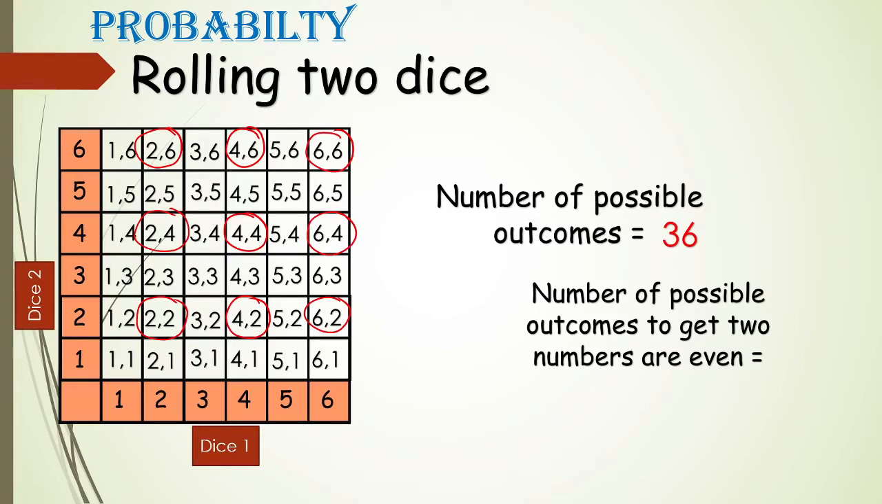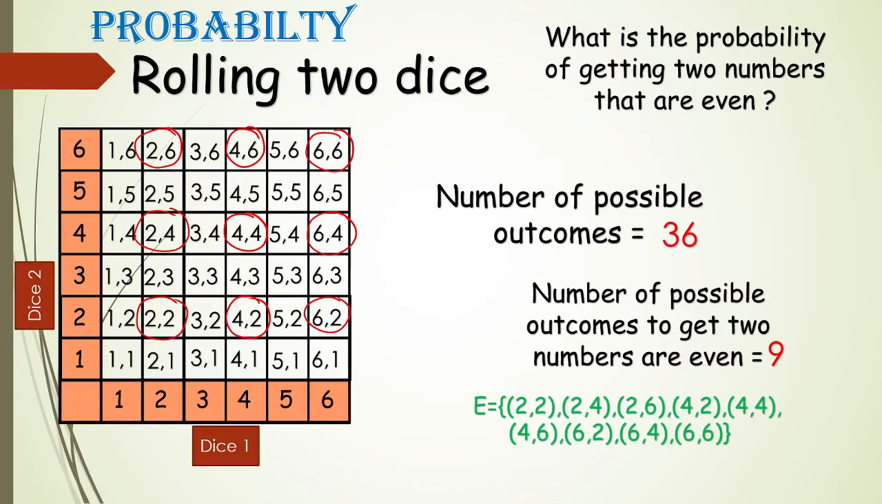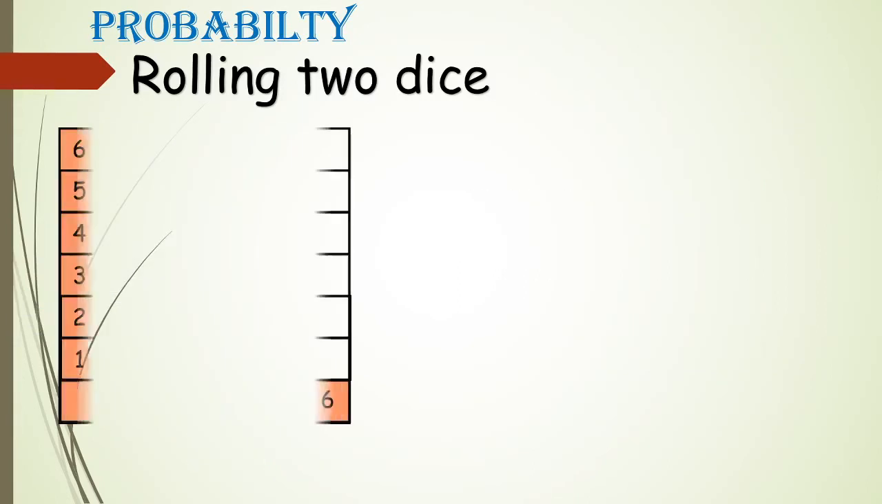None left. So, how many possible outcomes to get 2 numbers that are even? 9. And those are the numbers. So, what's the probability of getting 2 numbers that are even? 9 over 36. Reduce that. It can still be reduced. Divided by 9, divided by 9. How much is that? It's simply 1 over 4. Okay? You can use your calculator on this when you want to reduce fractions. Next, still rolling 2 dice.